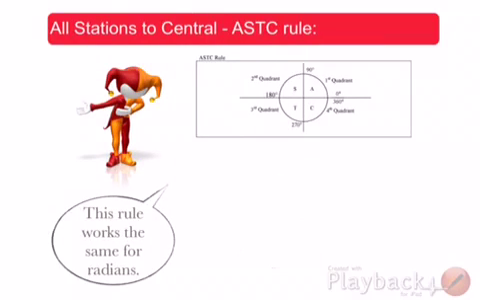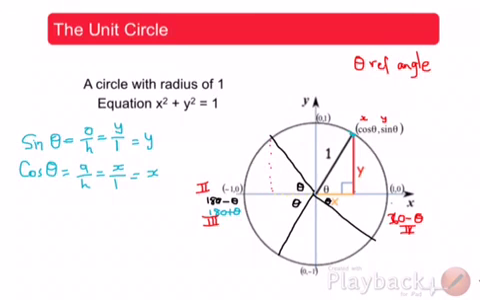So all stations to central is how we remember it, and what I'm going to look at is the sine and cosines and tans in each quadrant. Briefly before I go on to that, guys, if I wanted to find the tan of the reference angle theta, I know that the tan is equal to O over A, and because I know my O is Y and my A is X, I can write it like that, and because I know Y is sine theta and X is now cosine theta, I know to find the tan I can divide sine theta by cos theta.